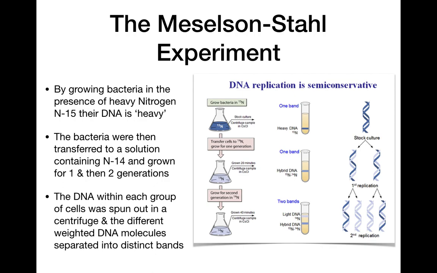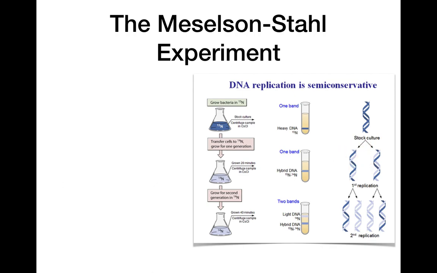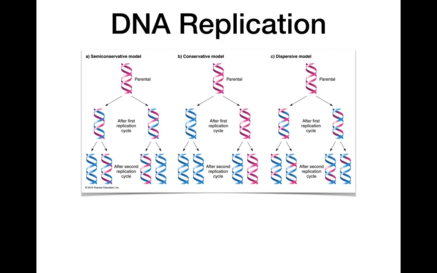And then we transfer those cells to nitrogen 14 and give them enough time to grow for 1 generation. About 20 minutes is all it takes. Then we take a sample out, centrifuge it, and now we have 1 band. And this is hybrid. It's not the mass of 15, but it's lighter, but it's not the mass of 14 either. It's not quite that light. So this is showing that each one is half and half. Now this could be half and half because of the dispersive model, or because of the semi-conservative model. But we know it's not conservative. That's been eliminated already.